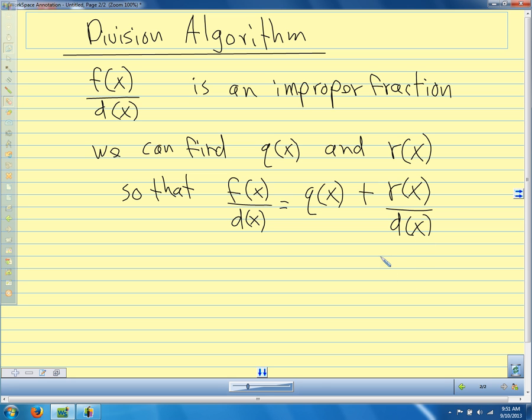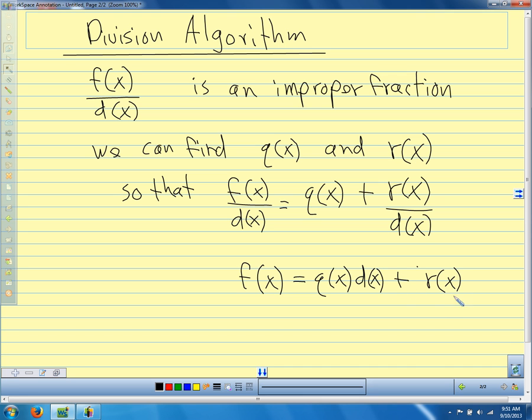So as long as we have an improper fraction, the division algorithm tells us we can always find these quotients and remainders. And the other way that I could write this out, if I multiply everything on both sides by d of x, I could rewrite this. Sometimes you'll see this written q of x times d of x plus r of x. So I'm just multiplying this all out.